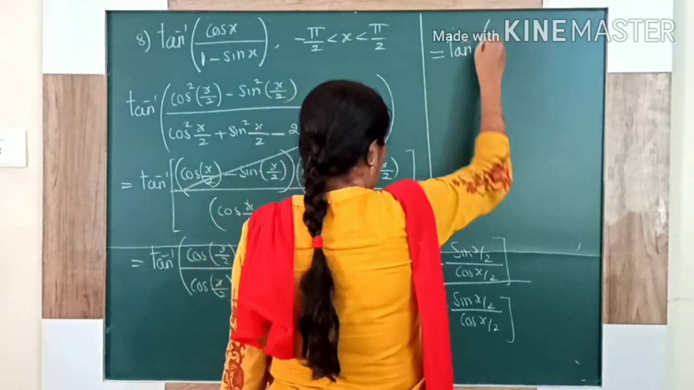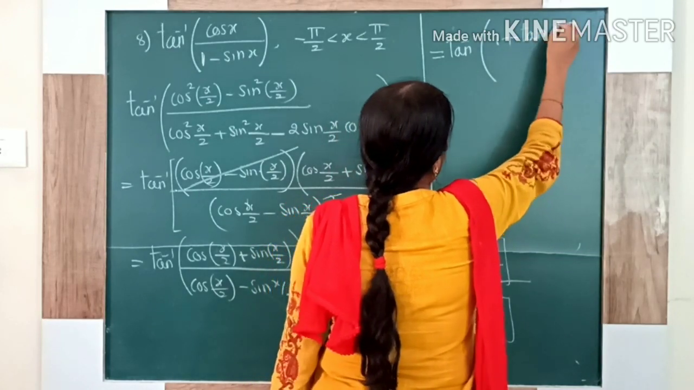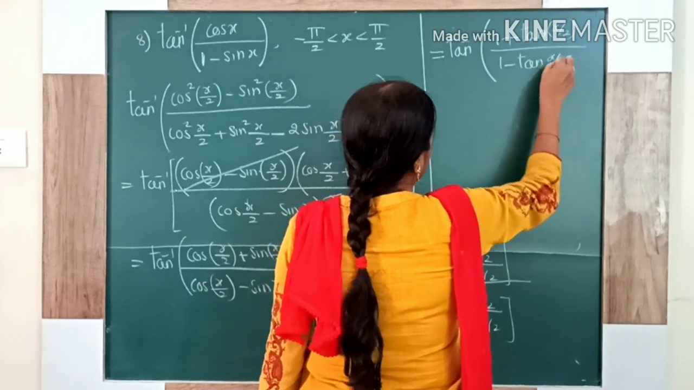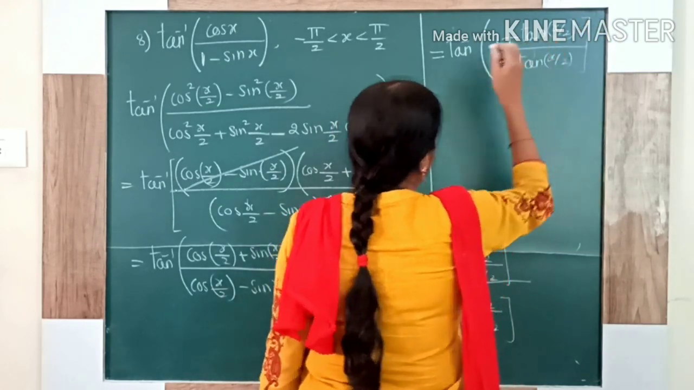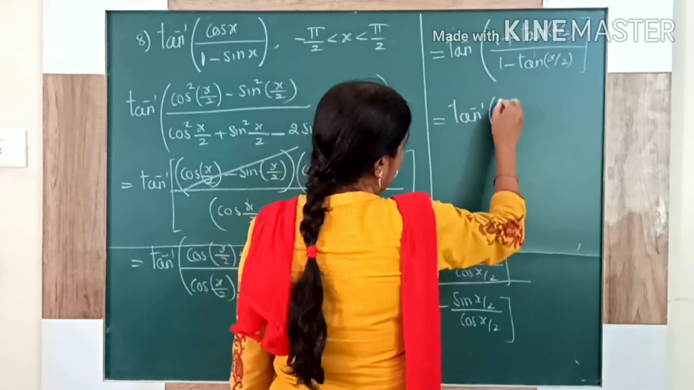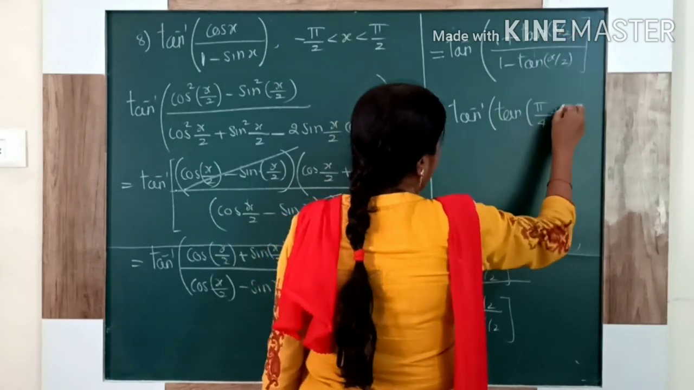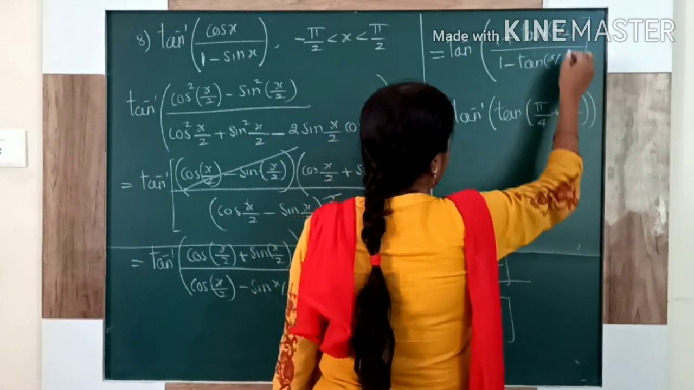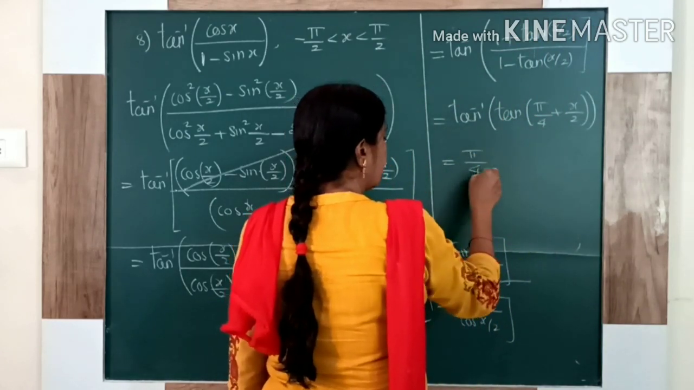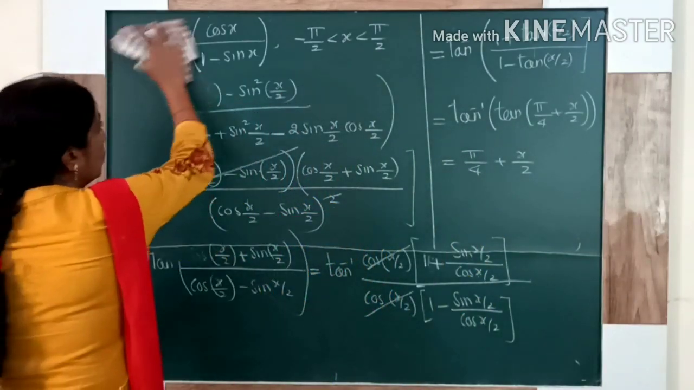Tan inverse of 1 plus sin by cos is tan. And already I gave the formula also. Tan inverse, if the middle is plus, is the tan of pi by 4 plus whatever the angle is, that angle comes with it. In the previous example the angle is x, here it is x by 2. Tan inverse and tan cancel. Pi by 4 plus x by 2.